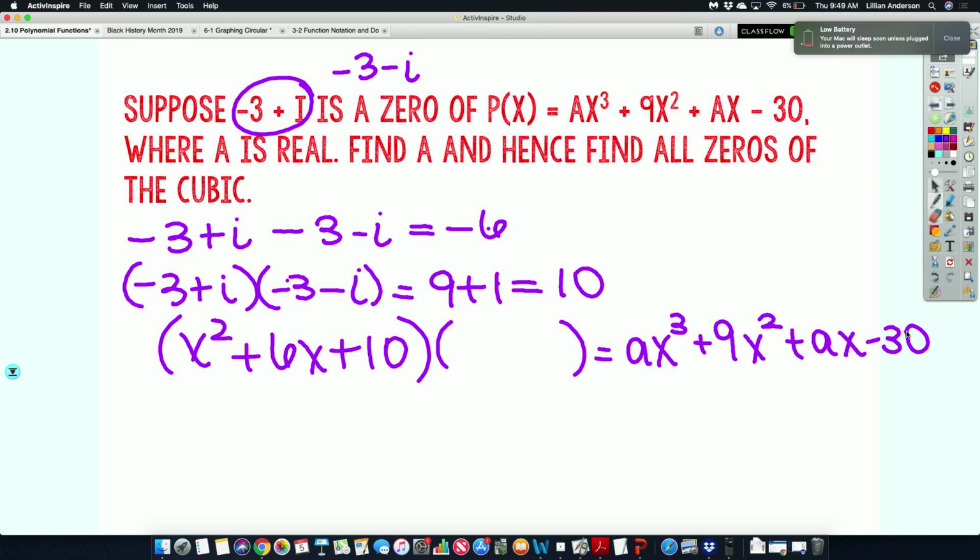Because think about it, that first term has to be an ax to the third. We already have an x squared, so then it has to be an ax. And since we know there's only one more zero, we know this part has to be a linear factor. So this is going to be ax plus a number, ax minus a number here. What number is going to be at the end? Negative 3. And how do you know negative 3? Because 30 is your constant. 10 times something has got to give me negative 30.